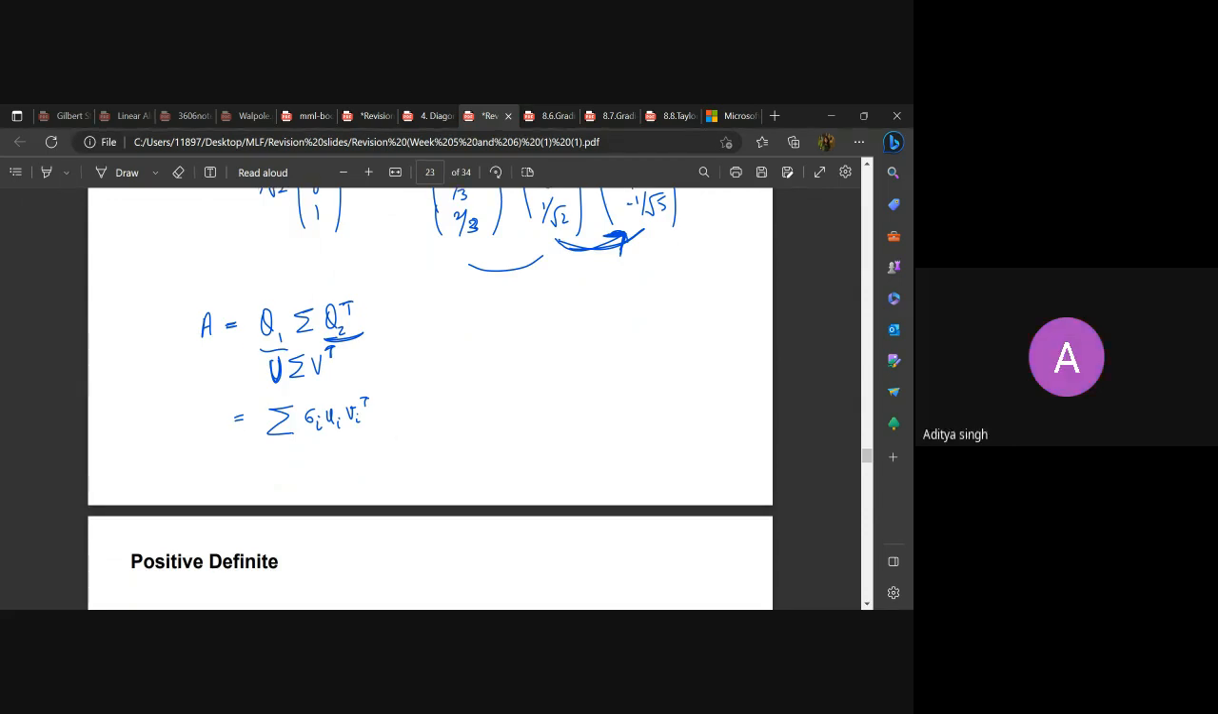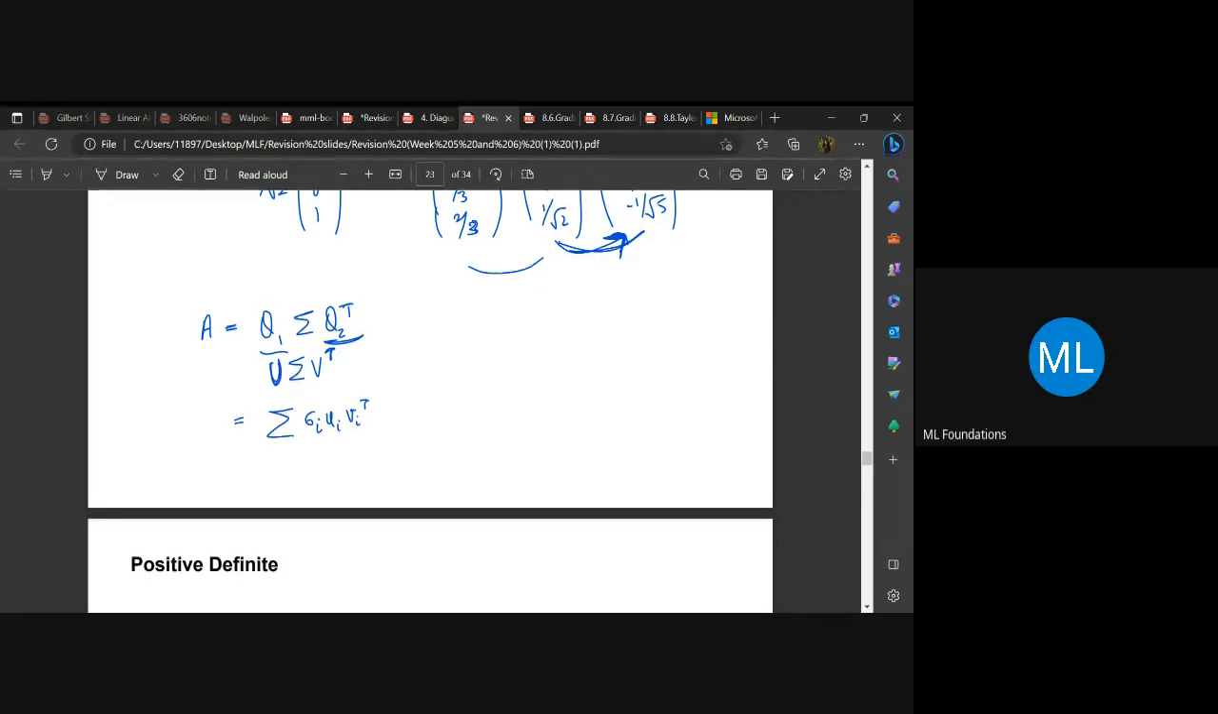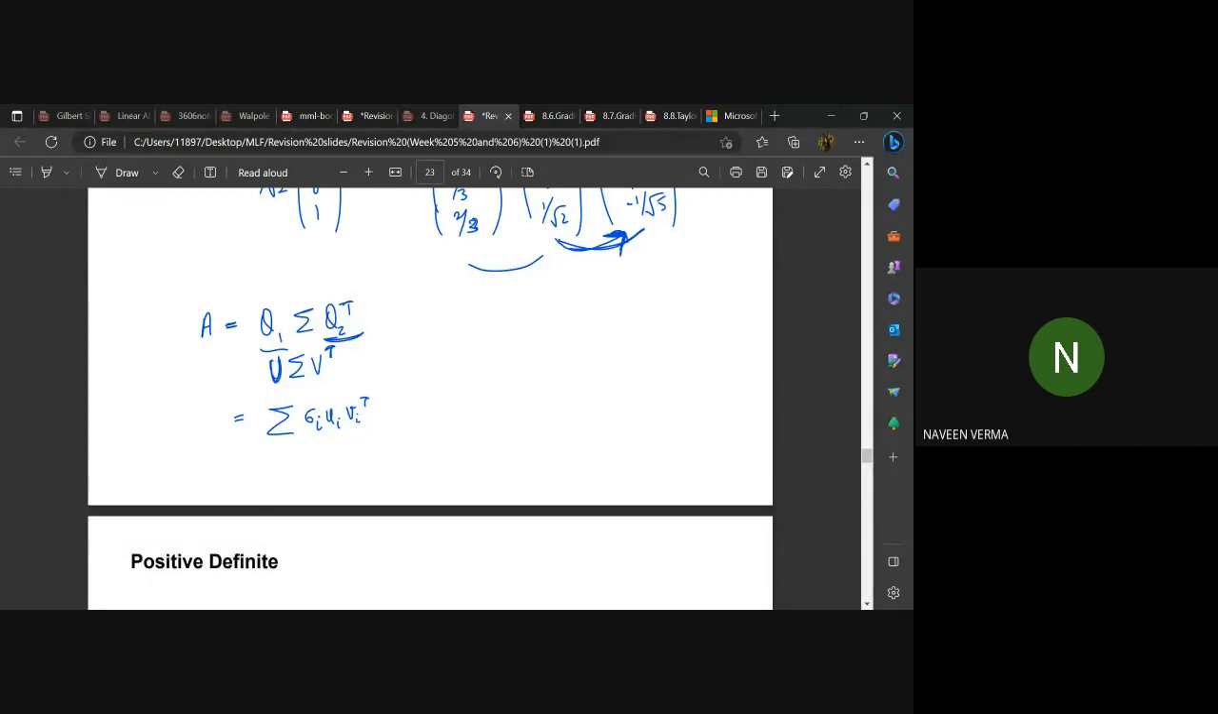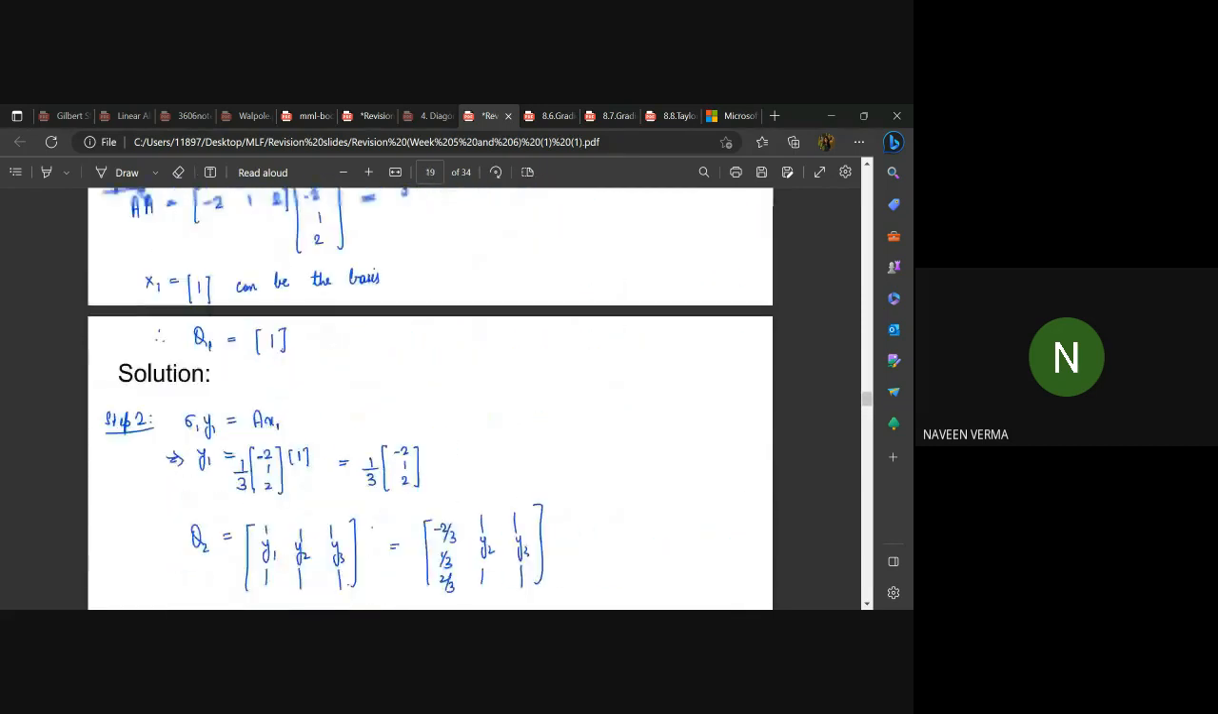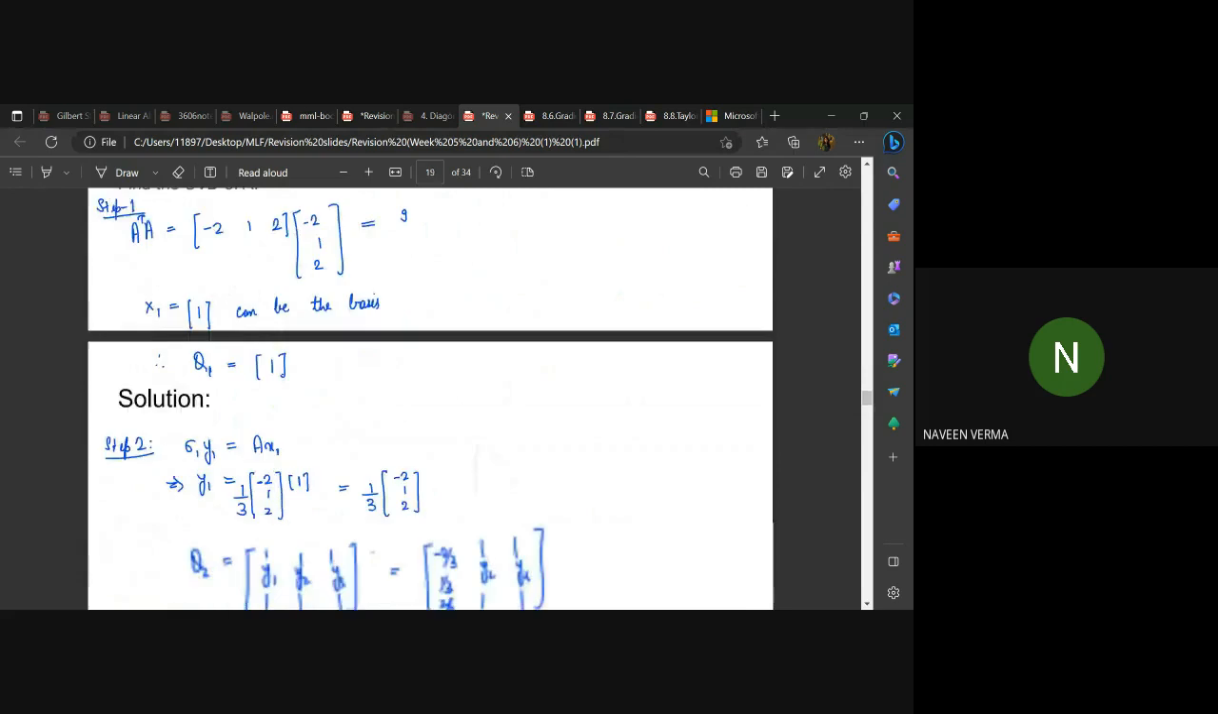Ma'am, if you don't mind, can you write the dimensions also? The dimensions of Q1, sigma, Q2. The sigma i's are the singular values, right? No, I mean the dimension. If A is m cross n, then what will be the dimension of Q? In the beginning of this question, you had written the dimensions of each Q1, sigma, and Q2. Q1 would be 3 cross 3 and all that.